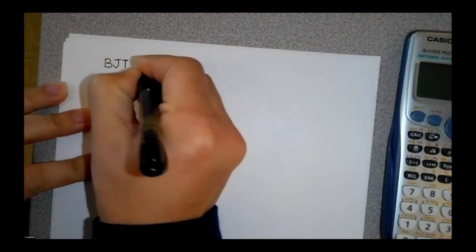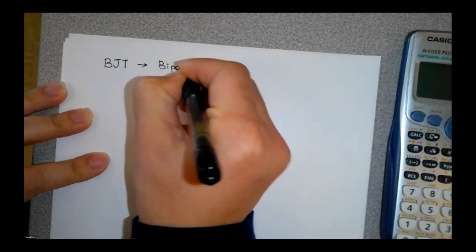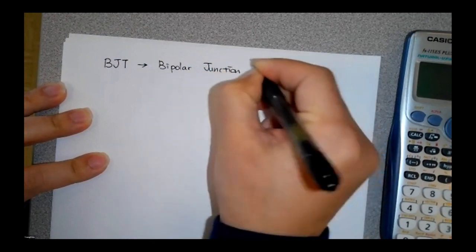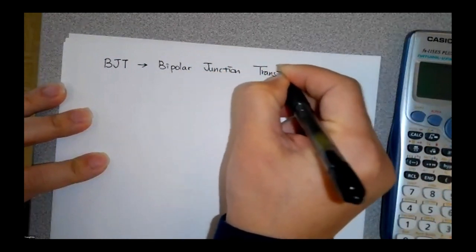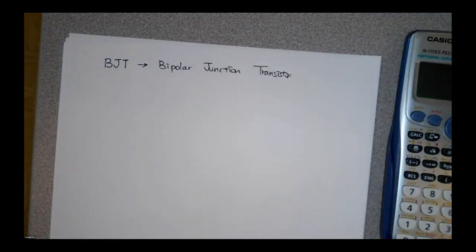BJT. Bipolar junction transistor. Okay. Right. So today we have a few more questions.